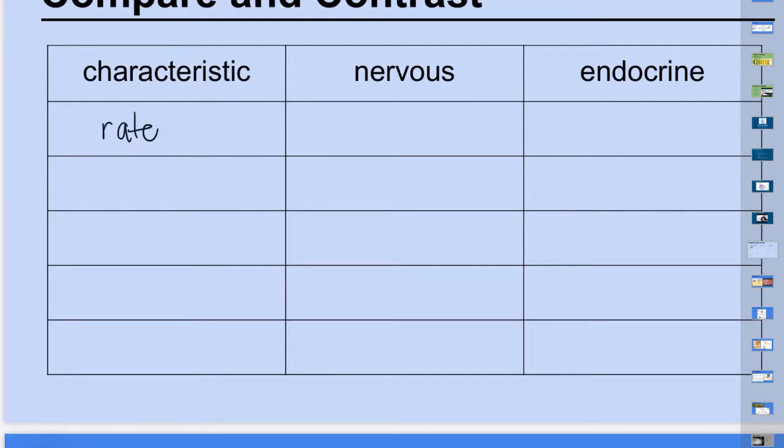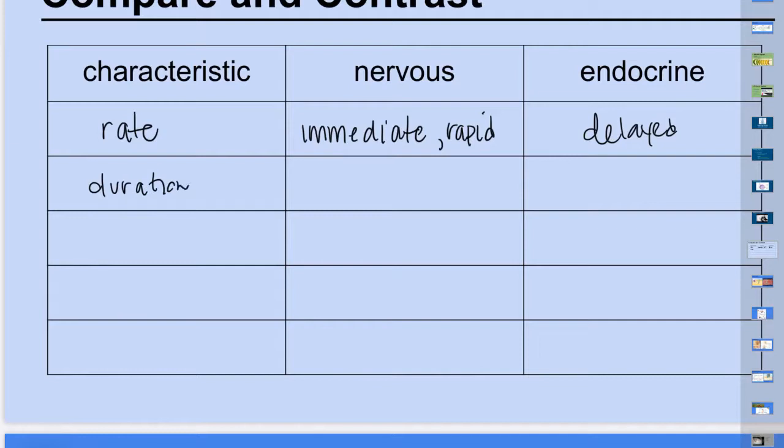I want to compare and contrast some specific characteristics, thinking about how those systems really do work differently. First, let's talk about rate, so how quickly the signal travels. In the nervous system, it's immediate. It's a really rapid signal. As compared to the endocrine system, it's delayed. It takes a bit for the signal to ramp up. That doesn't mean it's slow, it's just slower than the nervous system. It's not immediate like the nervous system.